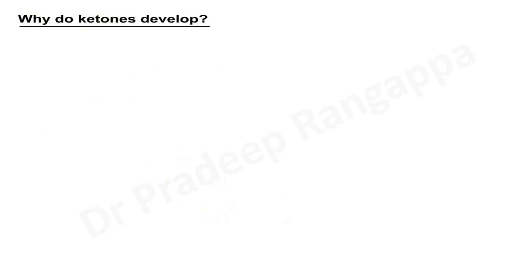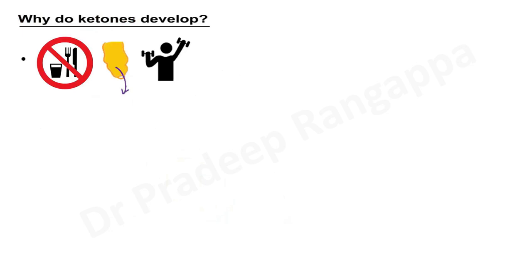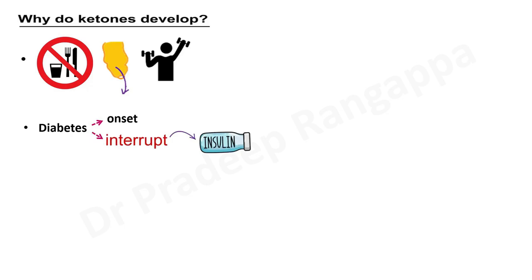So now the question is, why do ketones develop? Ketones typically develop when someone is a diabetic and non-compliant, and someone is not having timely food or is fasting, or there is no carbohydrate diet, or someone who has diarrhea, and someone who is excessively exercising without proper diet in patients with DKA. Or it can happen at the onset of diabetes, or when there is an interruption in the administration of insulin. So these are some of the triggers that can push someone into DKA.